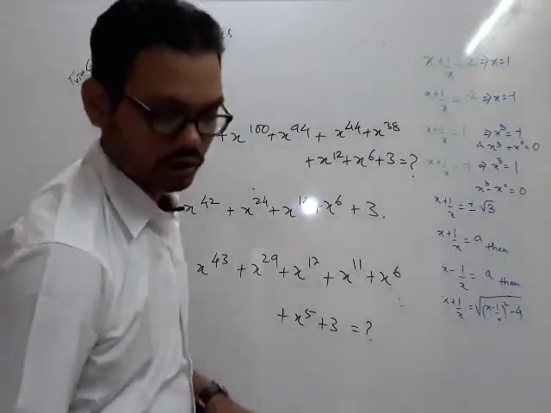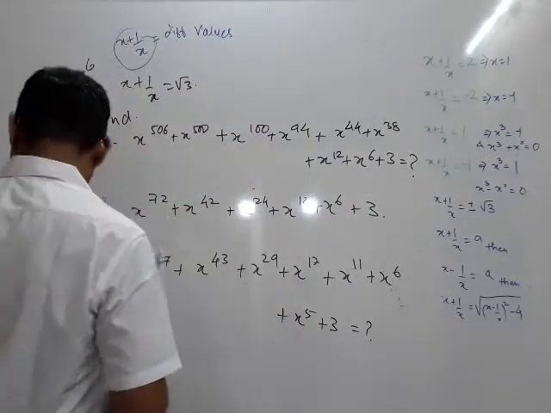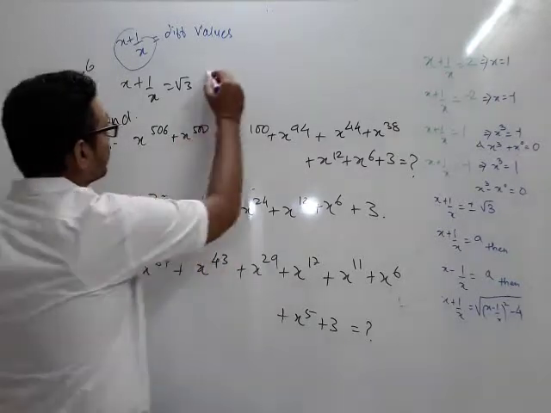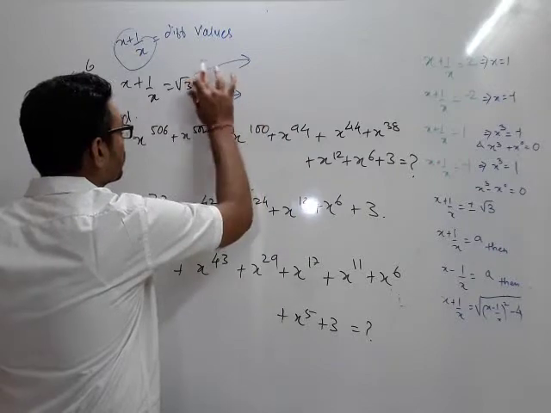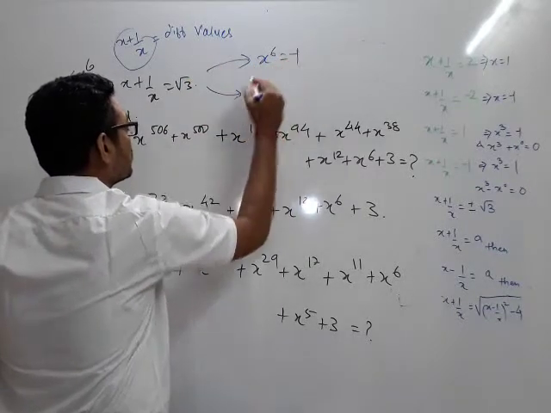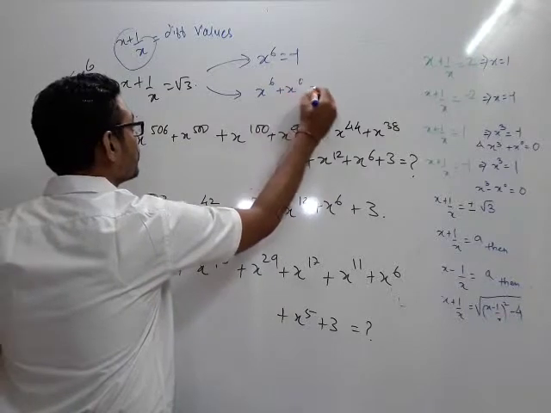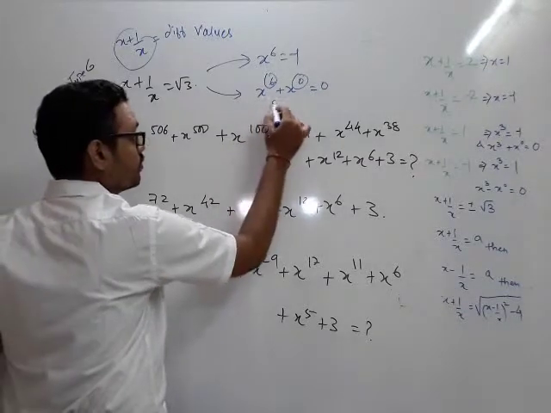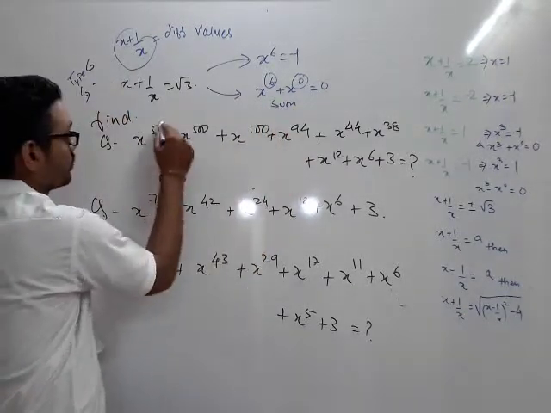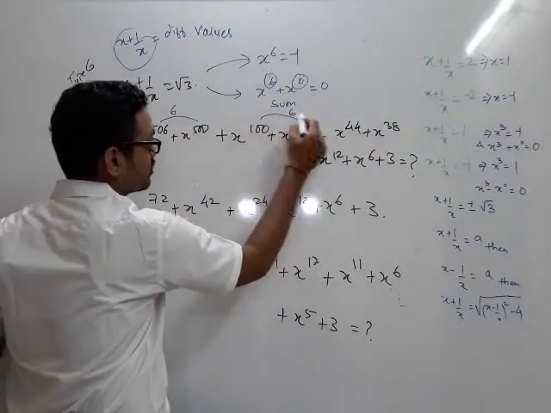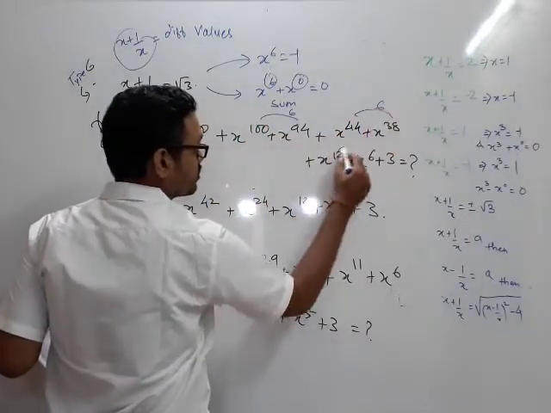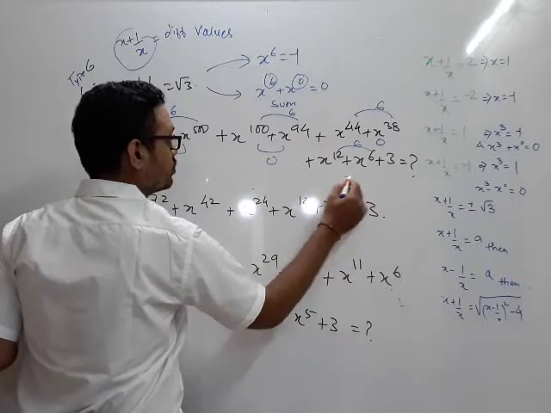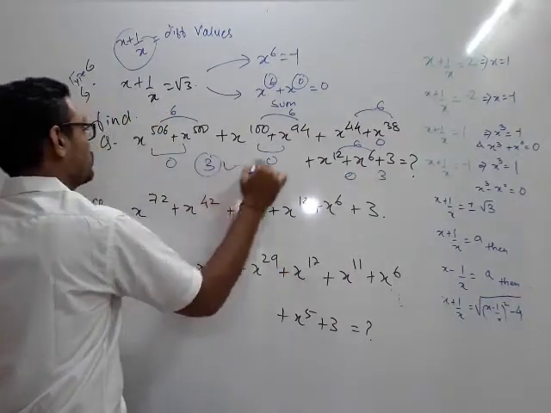Alright, now if we have to see how we are going to be solving it, we are going to be solving it through what we have inferred. What are the two conclusions that we have drawn? x raised to 6 is minus 1 and x raised to 6 plus x raised to 0 is 0. So when the difference of degree is 6, then the sum will be 0. What is the difference between the degrees? 6, 6, 6, 6. So this becomes 0, 0, 0, 0 and 3. So the answer is 3.